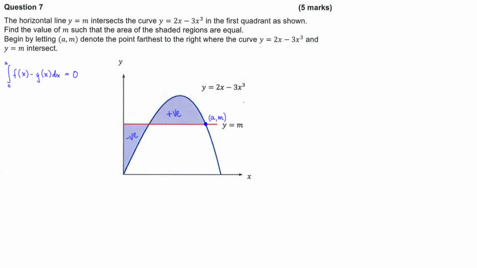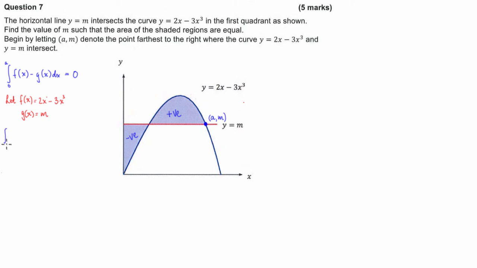So what I would do if this was my exam, I'd go, well, I'm going to let f of x equal the cubic, 2x minus 3x cubed, and I'm going to let g of x equal the constant m. Great. So what I can do then is let's just write down our integral again.